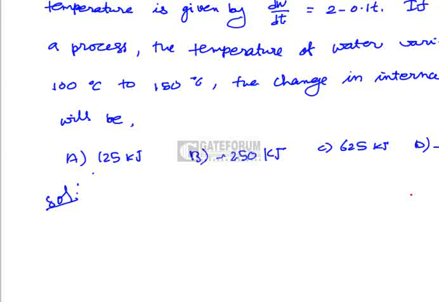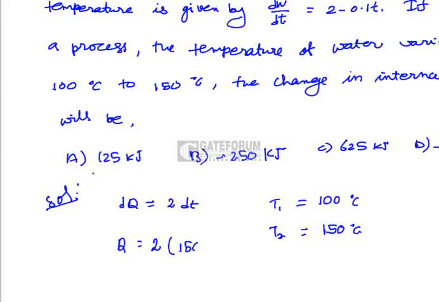So first consider the heat transfer to the system, that is dQ is given by 2 dt. So here the temperature varies from 100 degrees centigrade to 150 degrees centigrade. Let us say T1 is 100 degrees centigrade initial temperature and T2 is final temperature, that is 150 degrees centigrade. So here change in heat transfer to the system, Q is equal to 2 into T2 minus T1, that is 150 minus 100, so which is equal to 100 kilojoules.